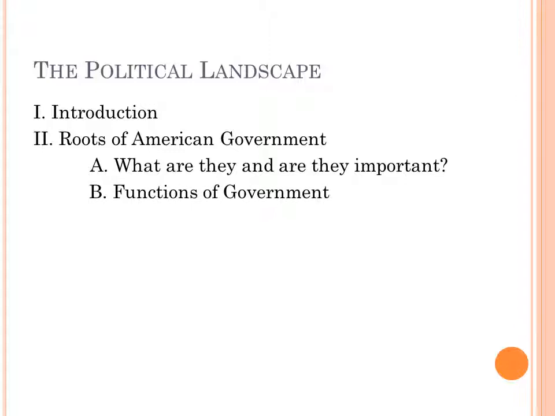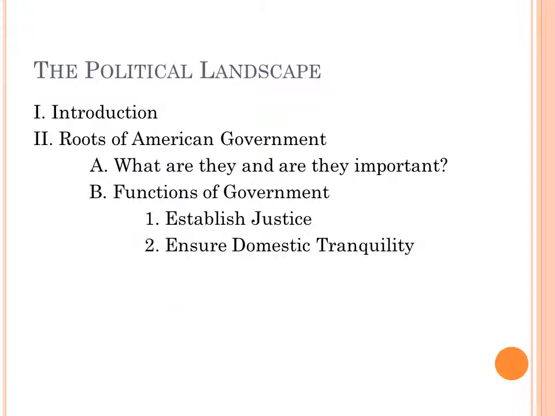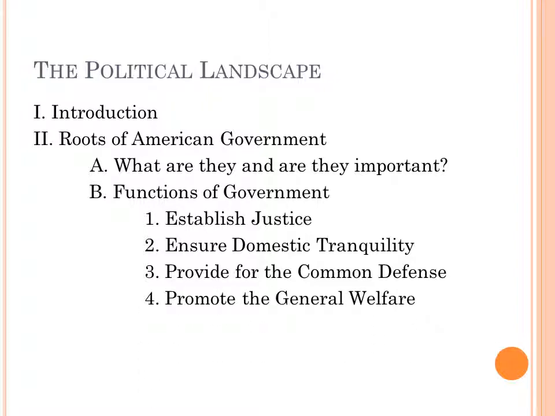Now let's look at the functions of our government. The framers of the Constitution set out a democratic system designed to do a few things, including the ability to establish justice, ensure domestic tranquility, provide for the common defense, promote the general welfare, and secure the blessings of liberty. Now, if you look at these 5 things, you might think, they look pretty familiar. And they should. These 5 things are included in the preamble to our Constitution.